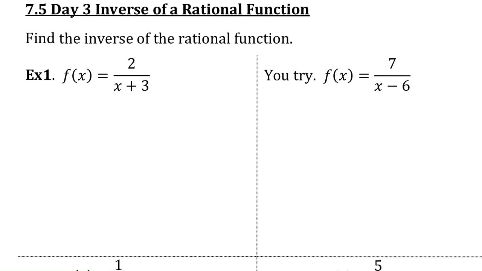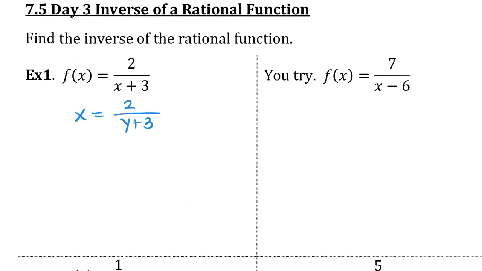Okay, 7.5 day 3, we're going to find the inverse function of a rational function. For example 1, f of x equals 2 over x plus 3 is my function. To find the inverse, remember we interchange the x and y, so let's make this x equals 2 over y plus 3. That's the first step, the most important step.